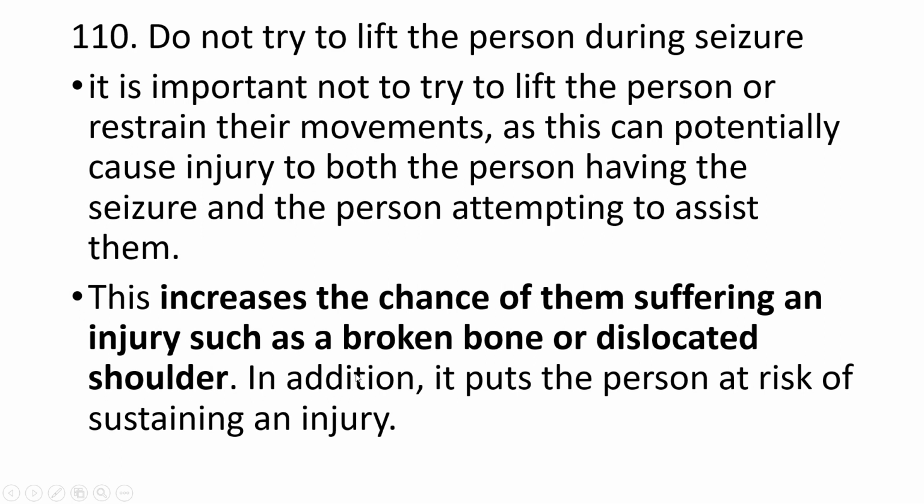So, it is better not to try to lift or restrain the movement during a seizure, because both the patient and the person who is doing that will get injured. That is why: do not try to lift the person during a seizure.